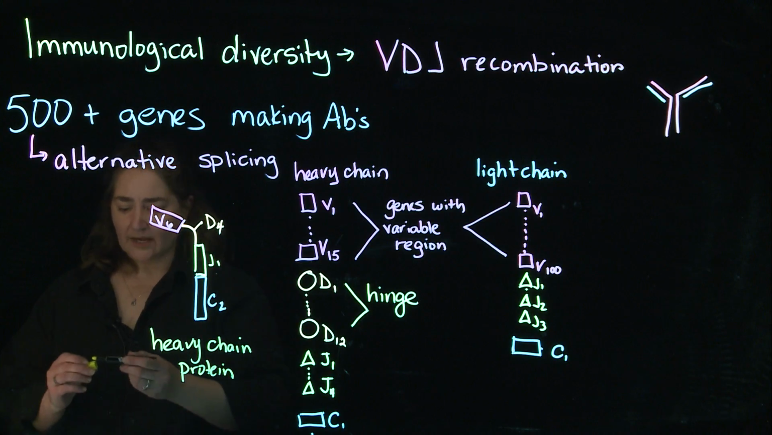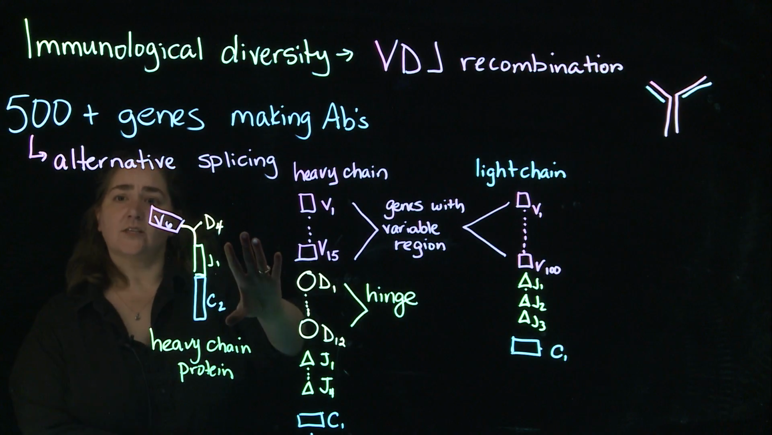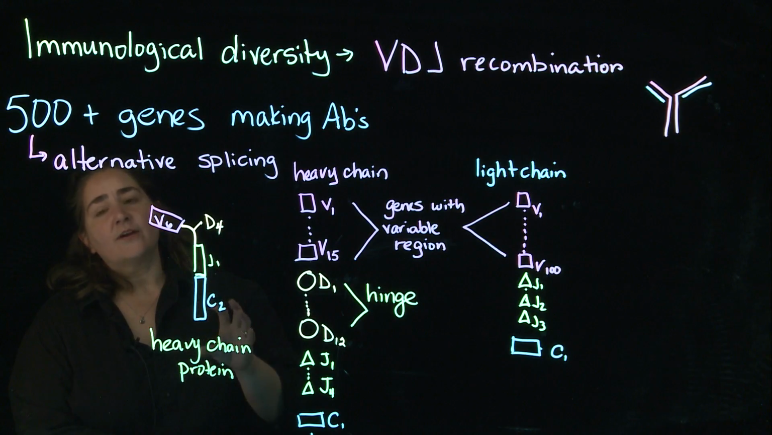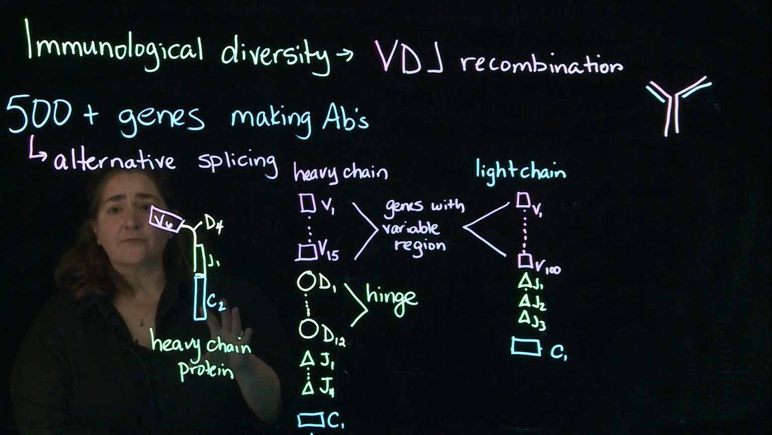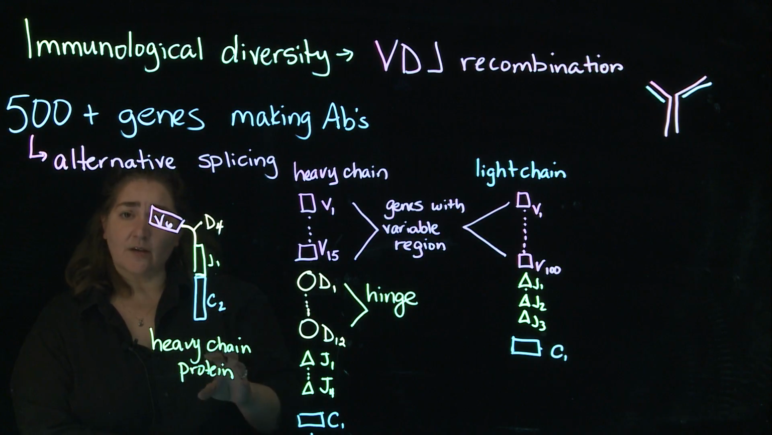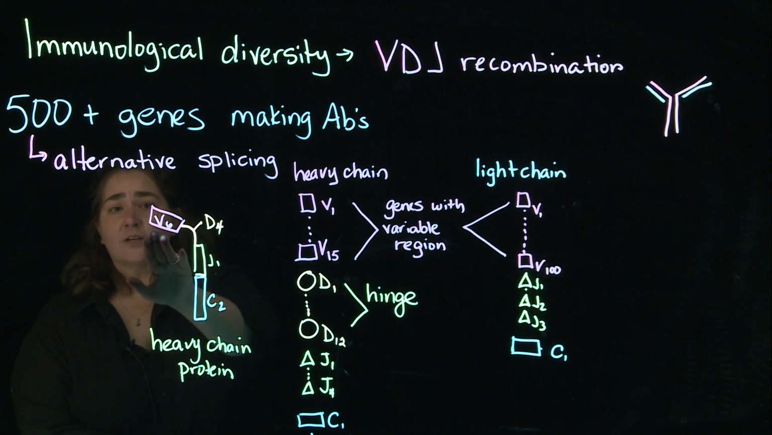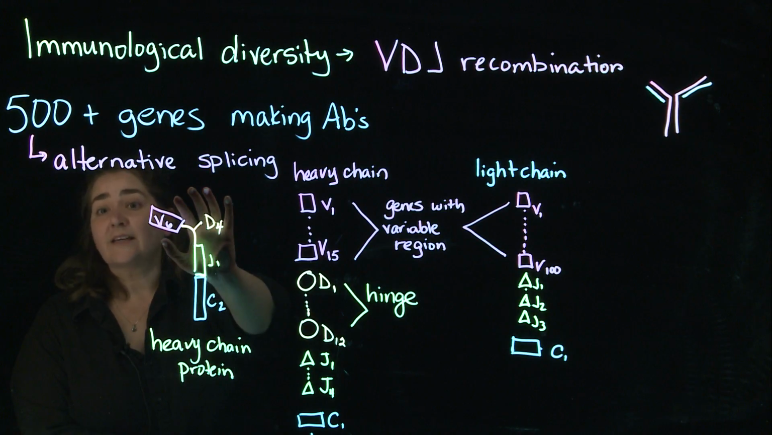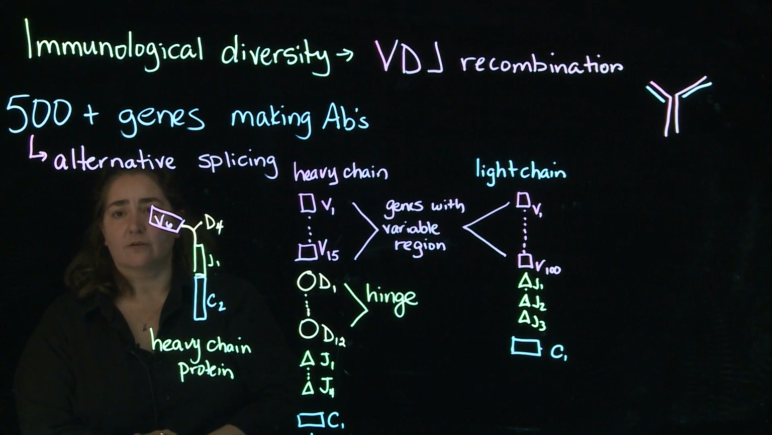Now in terms of this, I just picked one random combination. But this is how we get the variability in the thousands of different combinations of antibodies that your body is capable of making. Because this variable region now, if we change this, this could be V2, D4, J1, C2. It's going to recognize a completely different antigen than the one I have drawn up here.